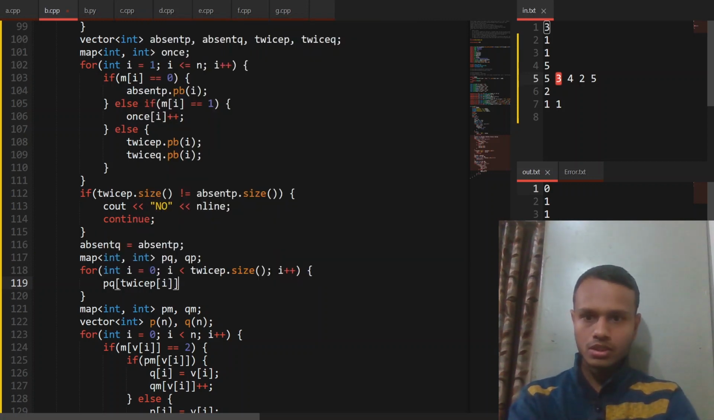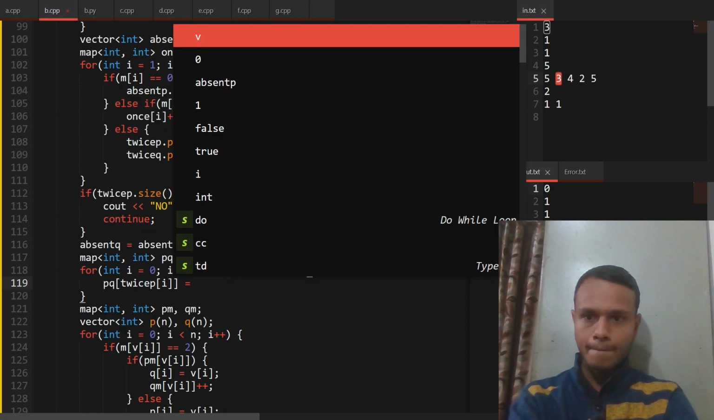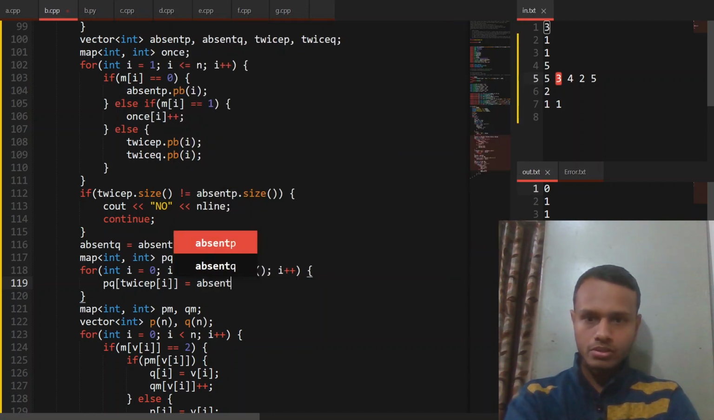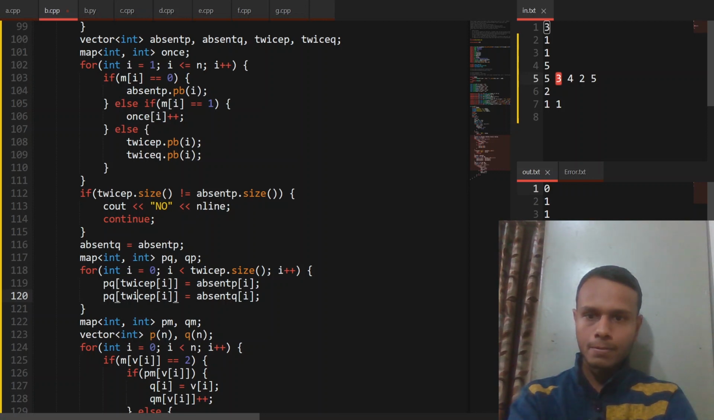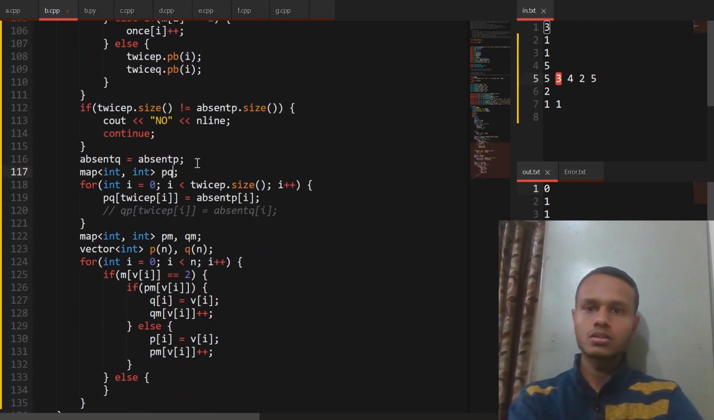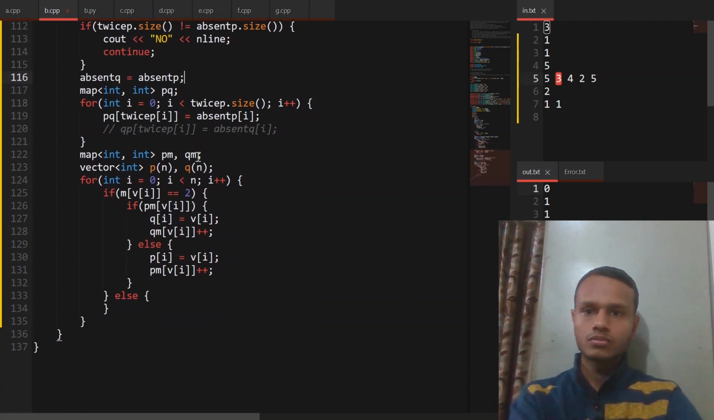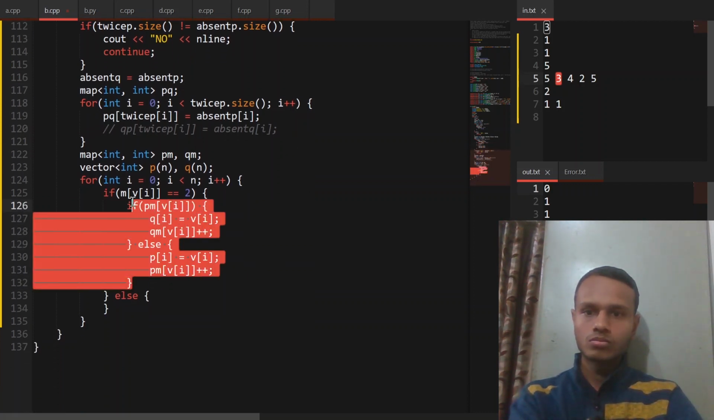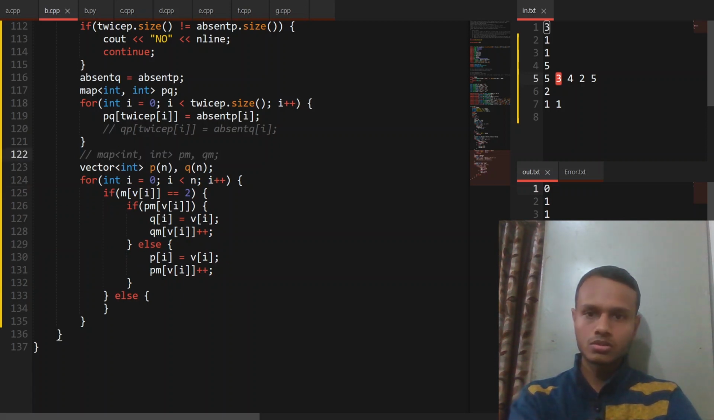Twice P of phi equals absent P of phi, right? I mean both are the same, so we don't need to create two maps, I think. And these two maps are also not required. Yeah, I think these two are required.